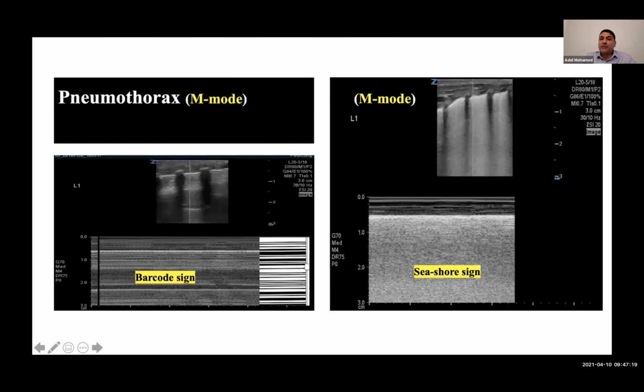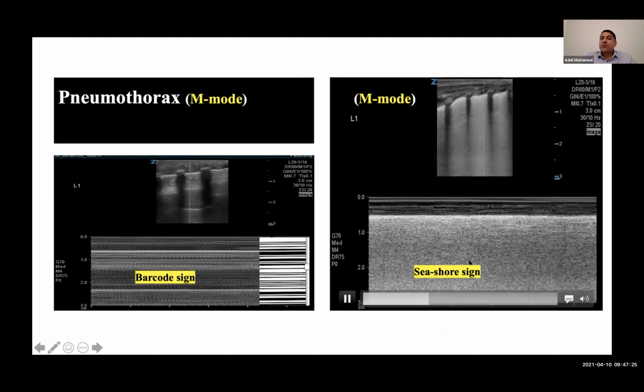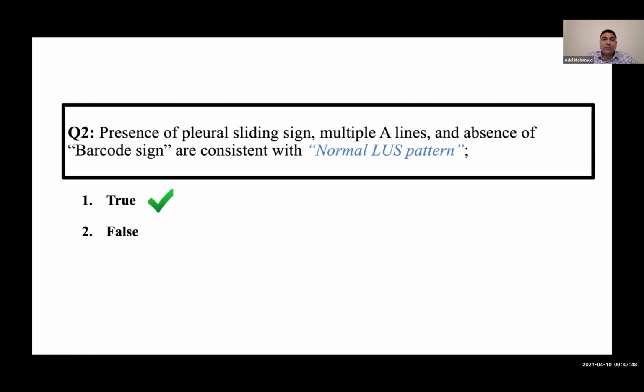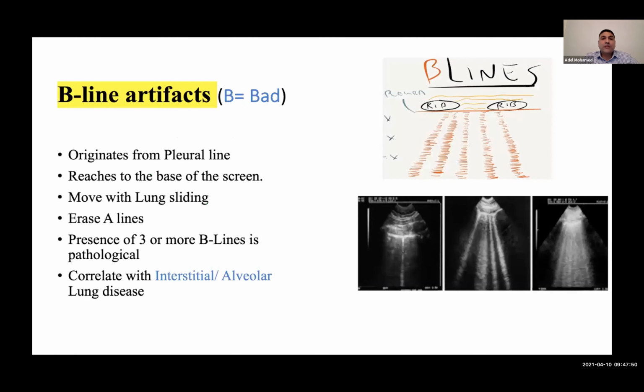So how will it look if you do M mode in a baby that does not have pneumothorax? You will see what we call the seashore sign, which is parallel lines for the static part of your scan, which is the subcutaneous tissue, but the rest of the lung, because there is sliding, there is movement of this lung, you will see as a sandy looking part. This combination we call the seashore sign, which reassures you that there is no pneumothorax. Again, we'll skip all the questions for the sake of time.